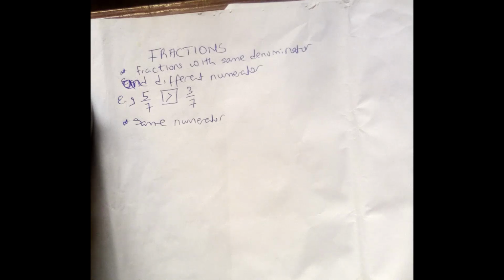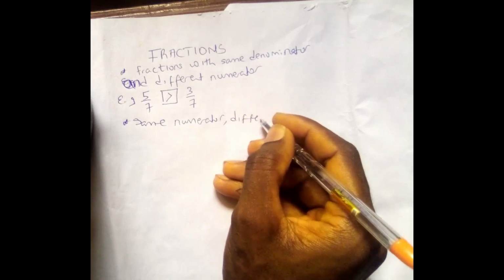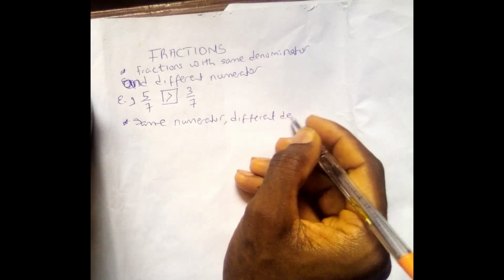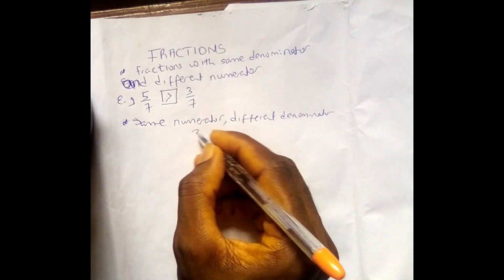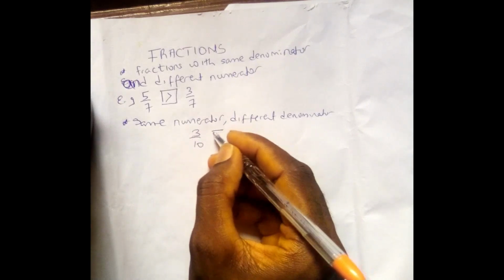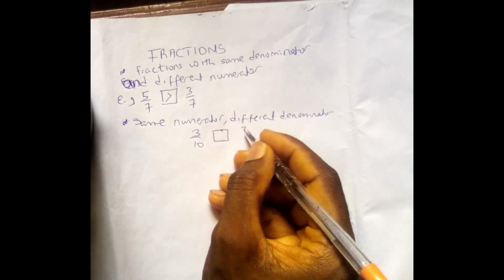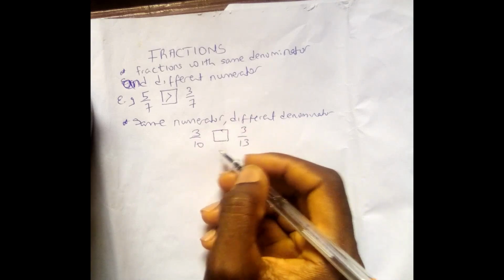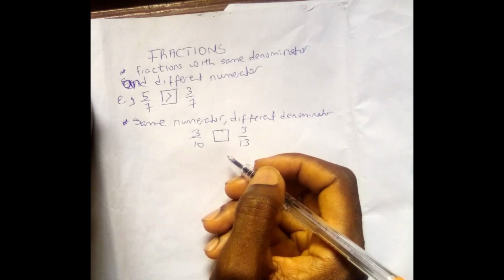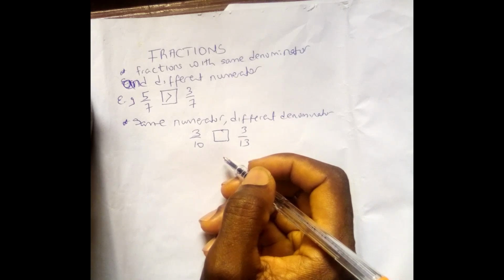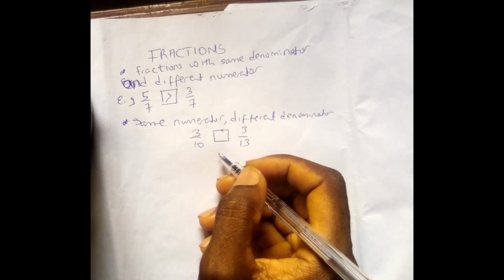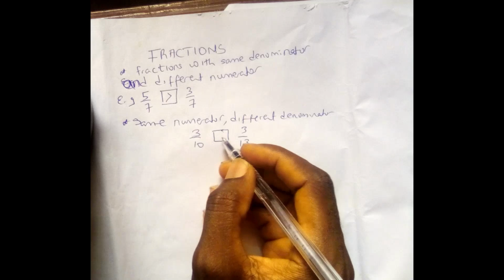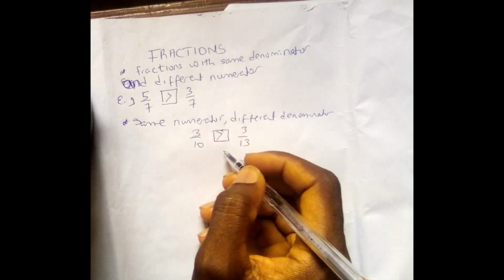Then in the case where we have the same numerator and different denominators, let's take for example 3/10 and 3/13. We have the same numerator but different denominators. Now in a case like this, the denominator with the lowest number becomes the greatest fraction. So 10 and 13, which one is lower? 10. So 3/10 becomes higher than 3/13.